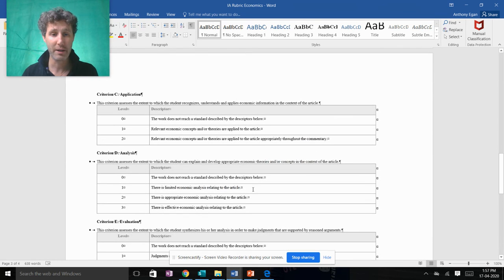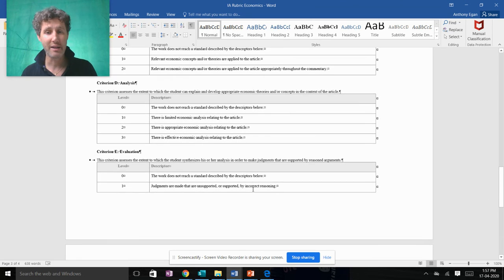Application, again, for the application criteria, you're showing the examiner that you really understand how to apply the article in your commentary. So, you're using appropriate theories, and you're using it throughout the commentary, not just at the beginning or at the end, right? You're using it throughout.